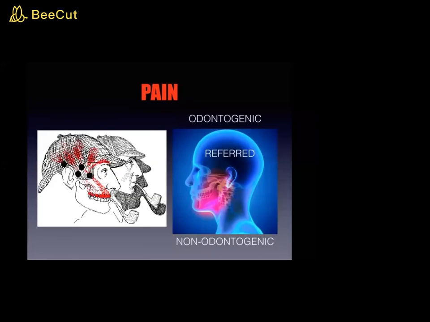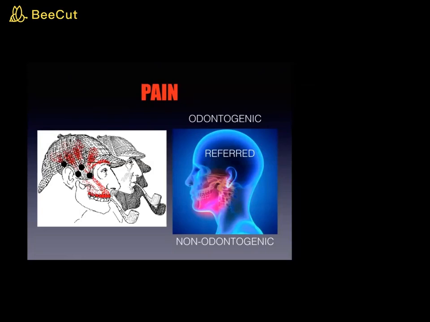So we're talking about pain. When somebody comes to you, the first thing you need to do is make a correct diagnosis. You want to make sure that this is odontogenic pain that you're dealing with. There are various things that may make you think this might be non-odontogenic. There might be musculoskeletal issues, sinus issues or other things like that. But make sure you've made a correct diagnosis.